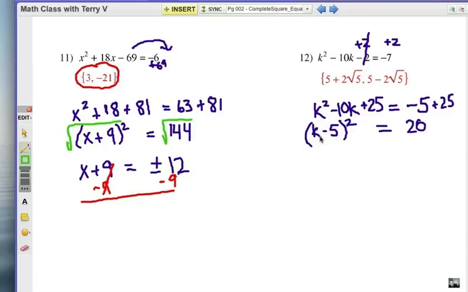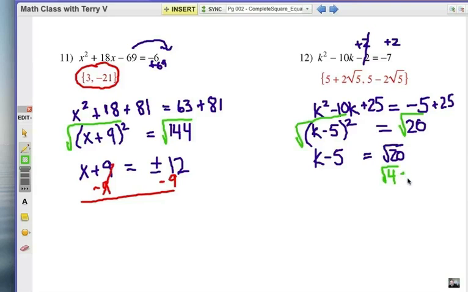Factor the trinomial as k minus 5 squared, and we get 20 on the right. Now we're going to take the square root of each side. So k minus 5 equals radical 20. Now I notice that radical 20 can be simplified, and this is actually kind of a topic for another video that I have out there.